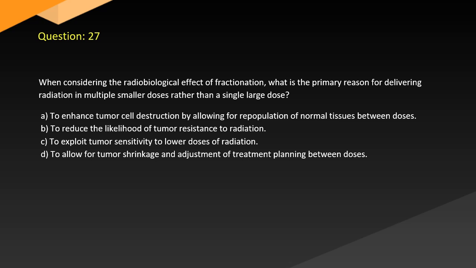Question 27. When considering the radiobiological effect of fractionation, what is the primary reason for delivering radiation in multiple smaller doses rather than a single large dose? A. To enhance tumor cell destruction by allowing for repopulation of normal tissues between doses. B. To reduce the likelihood of tumor resistance to radiation. C. To exploit tumor sensitivity to lower doses of radiation. D. To allow for tumor shrinkage and adjustment of treatment planning between doses.